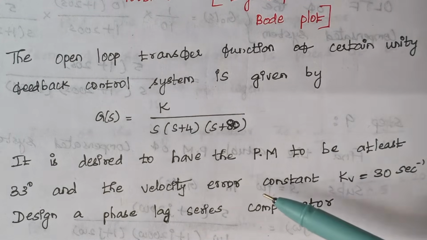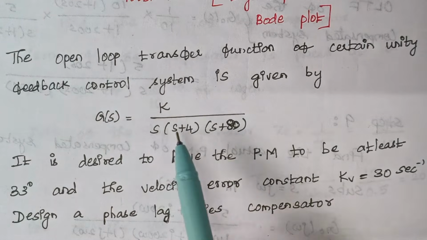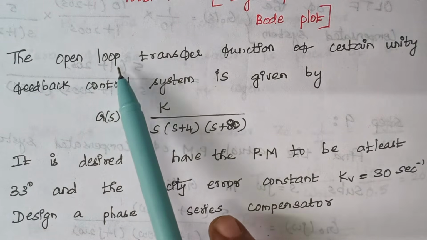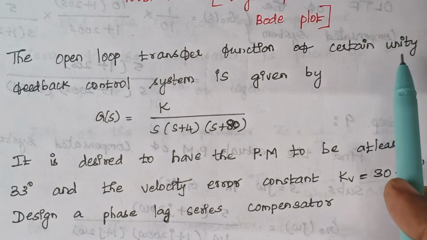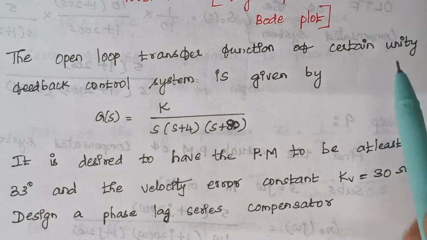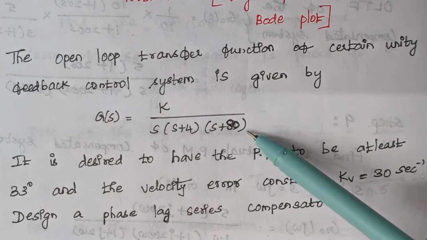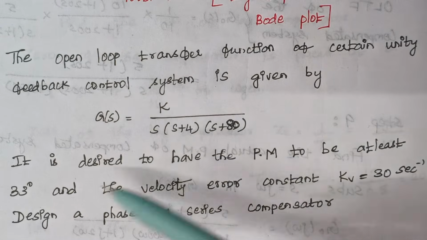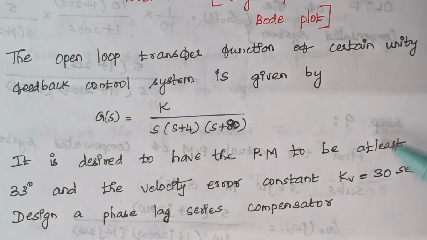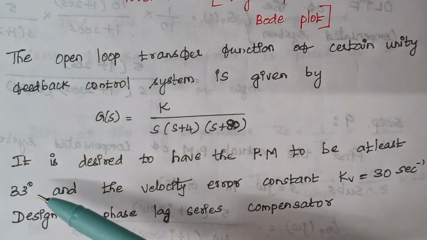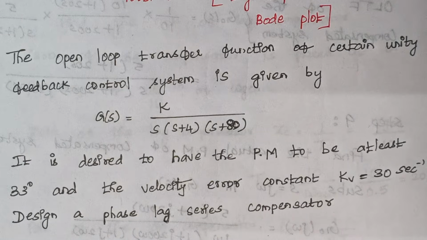So here in the problem you see the given transfer function is an open loop transfer function and the type of feedback is unity feedback. Here the system is desired to have a phase margin of at least 33 degrees. It means that the system should have a phase margin of minimum 33 degrees. If it has more than 33 degrees, it is well and good, right?